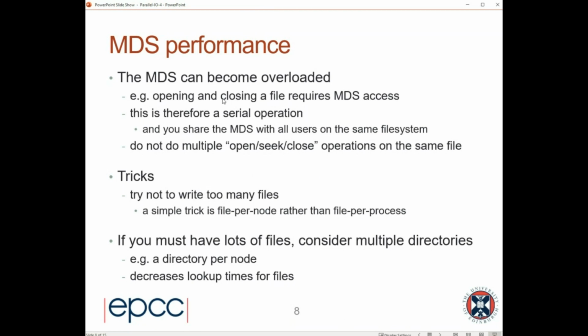And you share the MDS for all users on the same file system. So if you're a user, someone you may never have heard of might be on the same file system as you. It turns out that on ARCHER, the MDS performance was so poor that file per process stopped scaling relatively early on. ARCHER2, in my opinion somewhat unfortunately, can cope with that. But the thing which absolutely kills the performance is multiple open, seek, close operations.